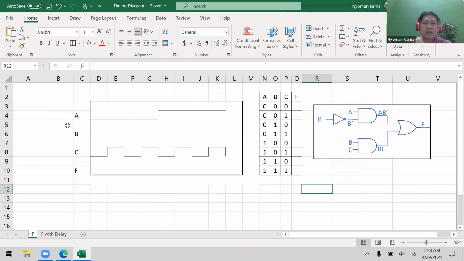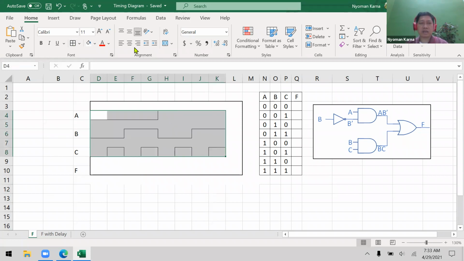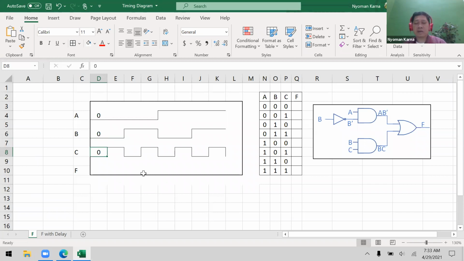Let's say, for example, I have this timing diagram, where A is 0, B is 0, and C is 0. What will be the output of F if A is 0, B is 0, and C is 0? To answer that, it will be simpler if we first create the truth table.